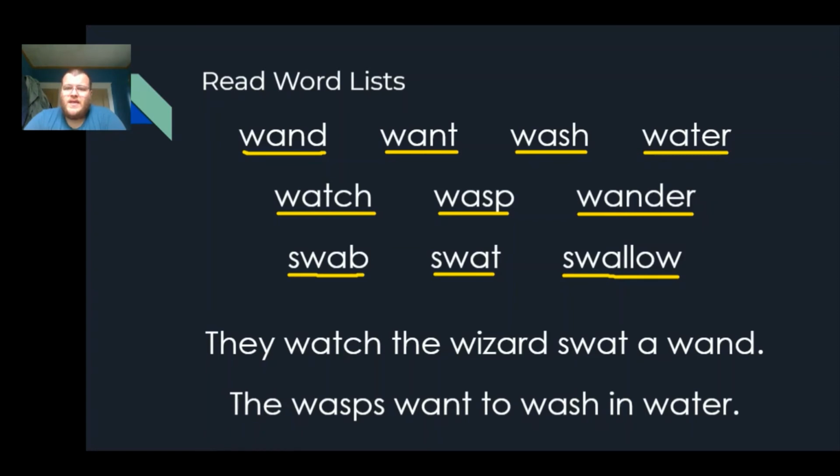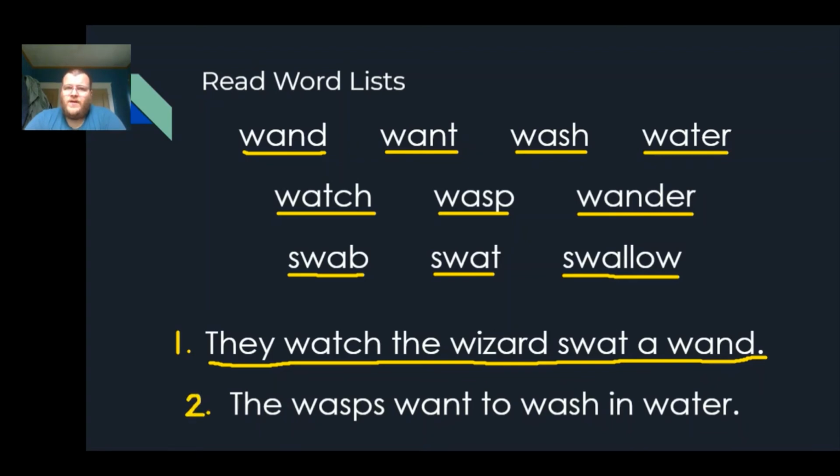Now let's read the sentences. Please let me read first, and then we can read it together. The first one says, they watch the wizard swat a wand. Now let's read it together. They watch the wizard swat a wand. Great job.